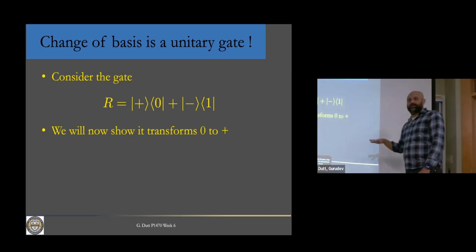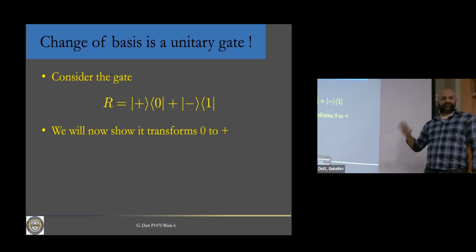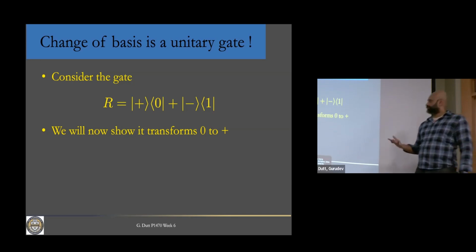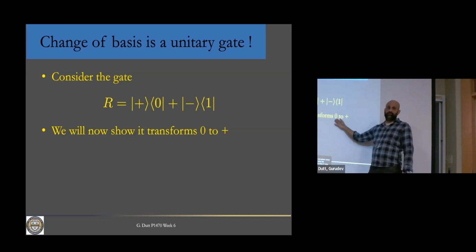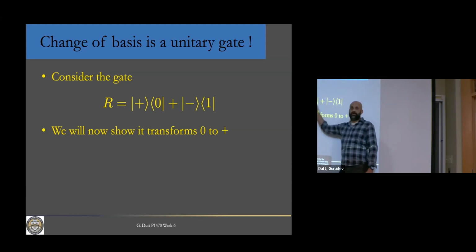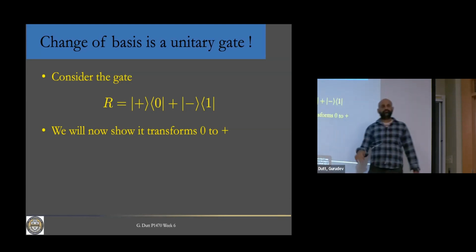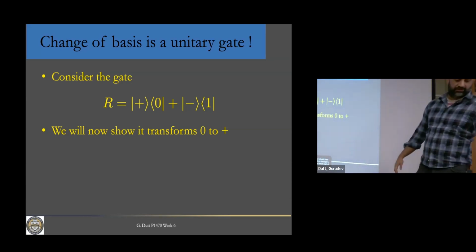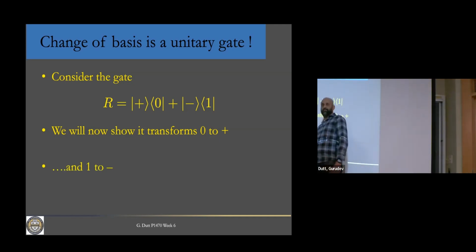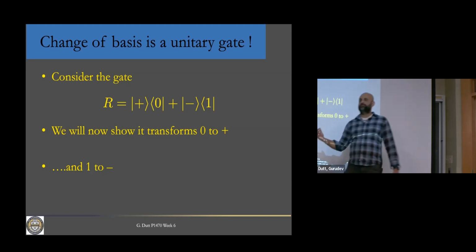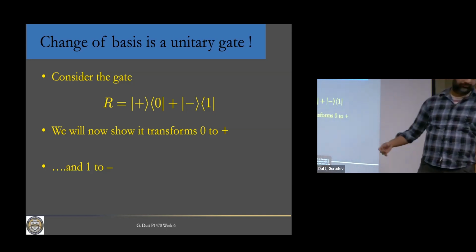Before I show you the algebra, I'll just explain what the outcome is. The outcome is that if I take this rotation gate and operate it on the state 0, I'll get the plus state. Again, you can almost sort of read it off. And if I take this rotation gate and act on the state 1, I get the minus state.